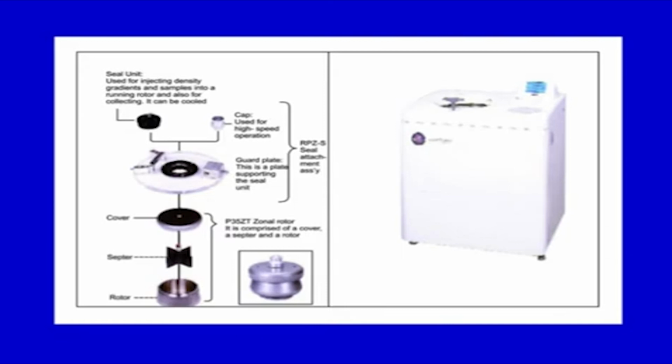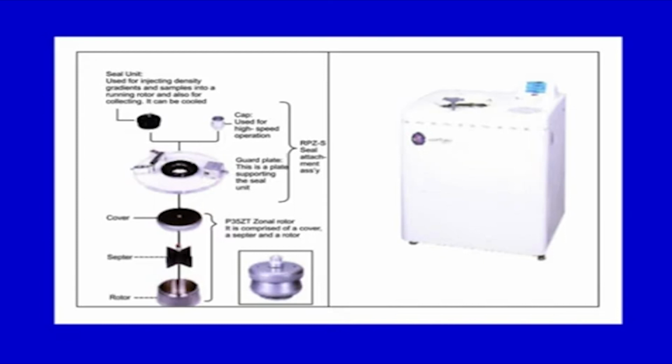As you can see, there is a seal unit, it is used for injecting density gradients and sample into a running rotor and also for collecting, and it can be cooled. We will see how the samples are loaded and unloaded in the running rotor, which is of dynamic mode. Then there is a cap used for high speed operation, there is a guard plate, which is the plate supporting the seal unit, this cover, and other parts, and the rotor looks something like this. The rotor, like I said, could be a cylindrical or bowl shaped rotor.